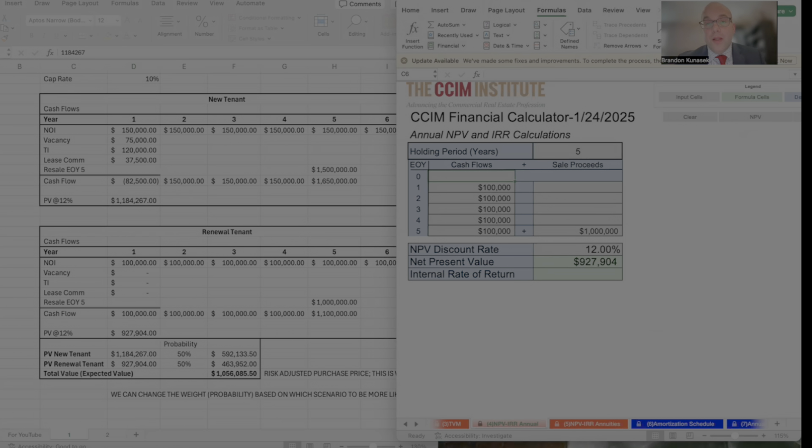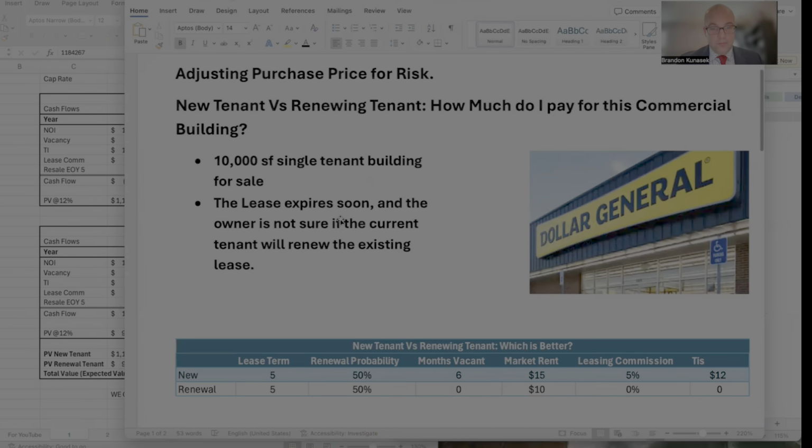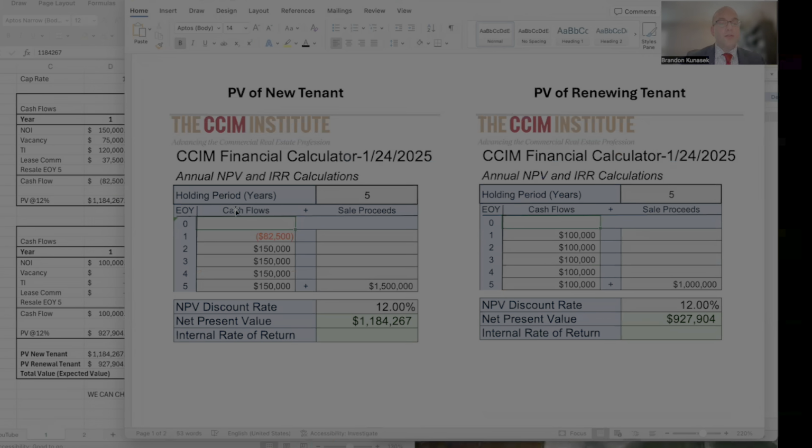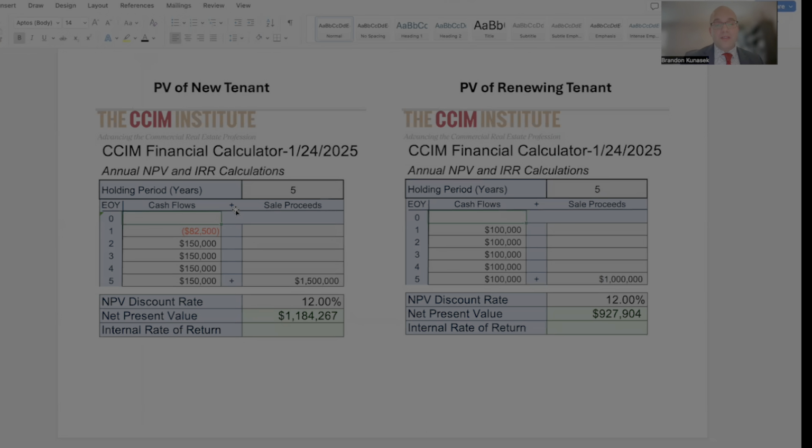So I've basically plugged these figures into my financial calculator. Let me see where I've got this at. Here we go. There we go, guys. Here it is. So I've plugged this into a financial calculator, using the CCIM financial calculator, and I have adjusted for the time value of money and brought these cash flows to their present value.